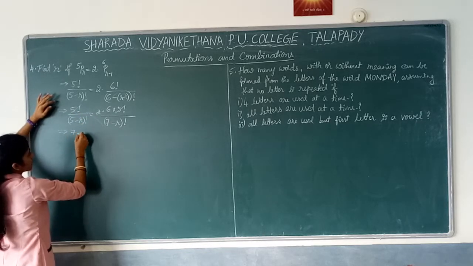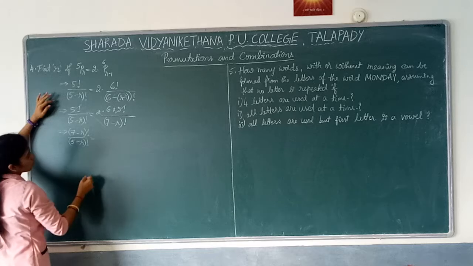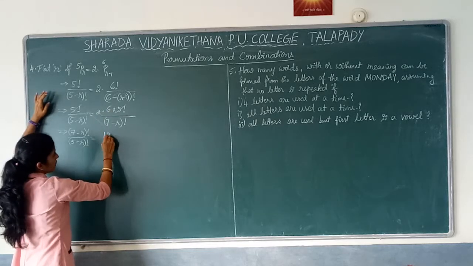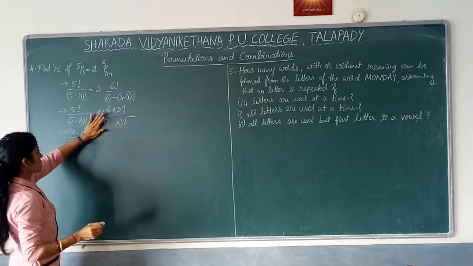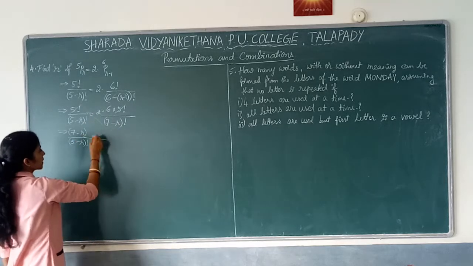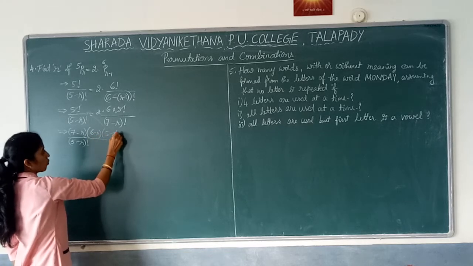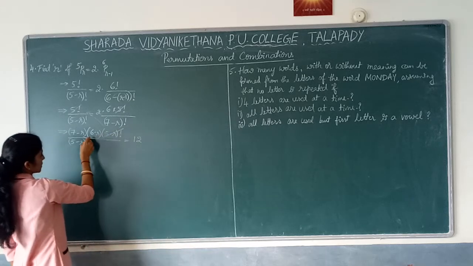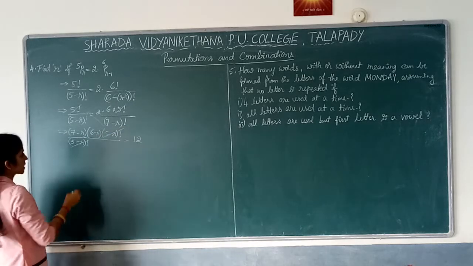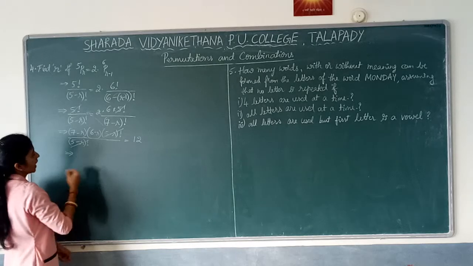So it is (7 minus r) whole factorial divided by (5 minus r) whole factorial is equal to 12, you get, right? 12. But (7 minus r) whole factorial can be written as (7 minus r) into (6 minus r) into (5 minus r) whole factorial, right, that is equal to 12. Okay. So (5 minus r) whole factorial gets cancelled. We will get (7 minus r) into (6 minus r) is equal to 12, and simplify that.